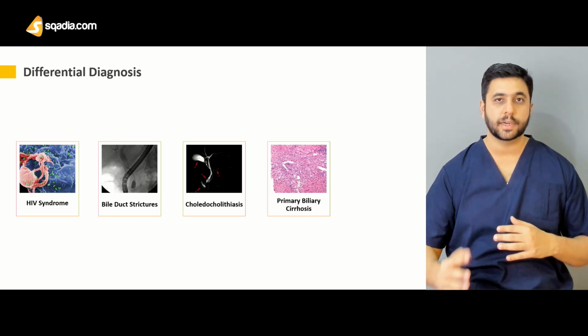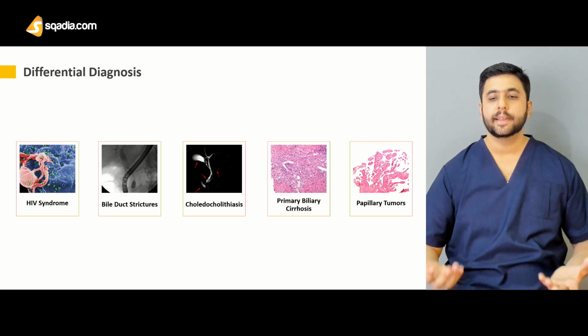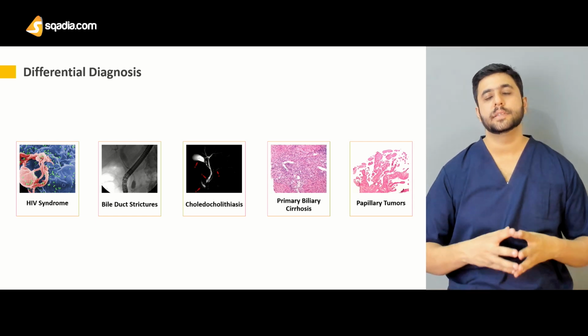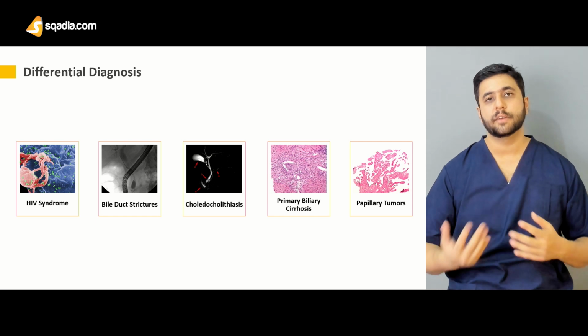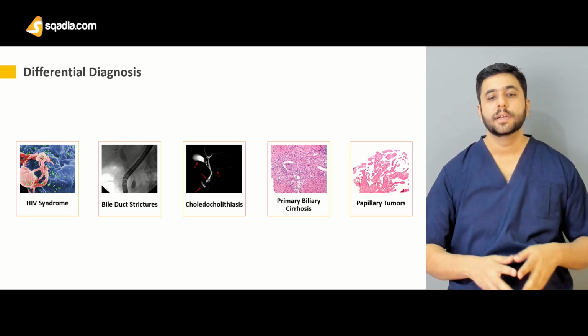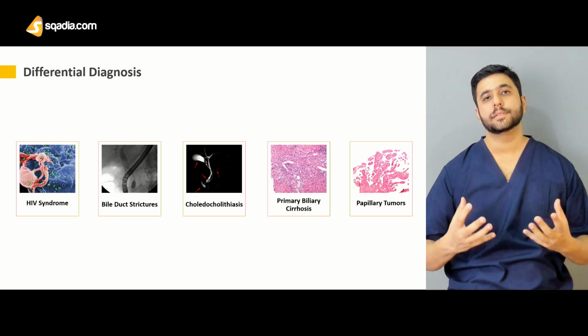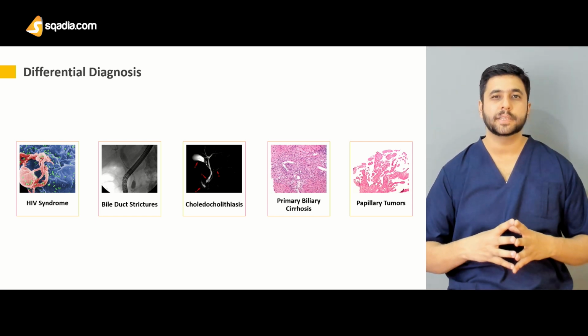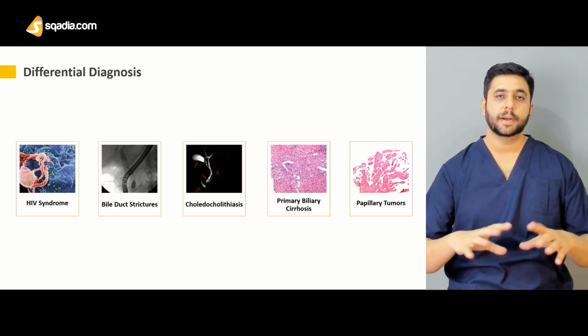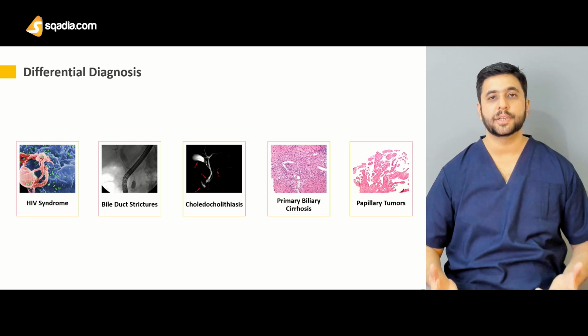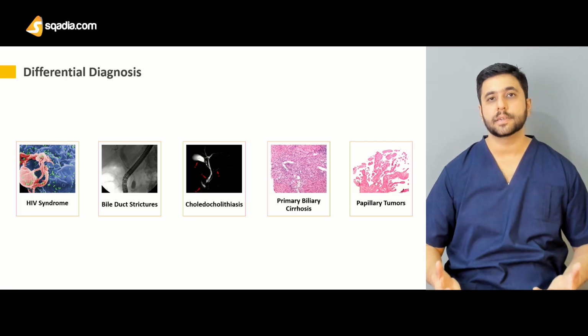Rarely, certain types of papillary tumors arising in the bile duct can also present with similar signs and symptoms, and then we have to perform imaging to rule them out. So this list was very conclusive, and it basically covered all the major disorders that fall under the umbrella of the similar cholestatic picture that a patient with primary sclerosing cholangitis presents with.